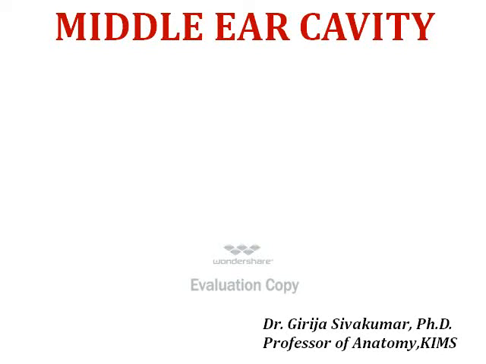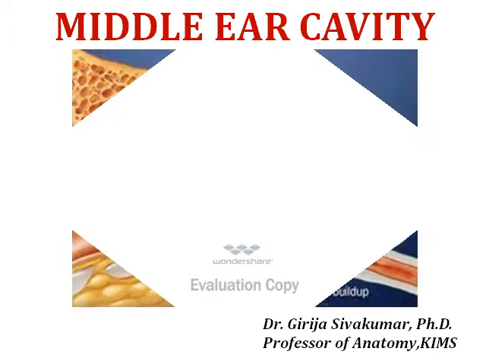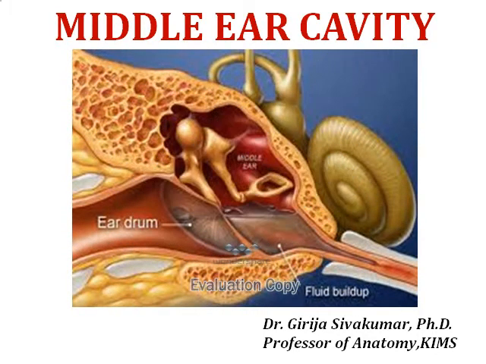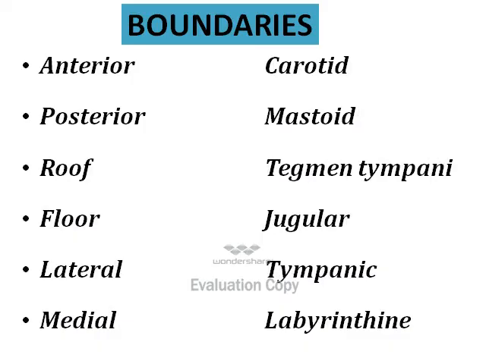Middle ear cavity. The middle ear cavity is a space that connects the external acoustic meatus with the internal ear. It is a six-sided space which has boundaries, and each boundary is named with a structure related to it.